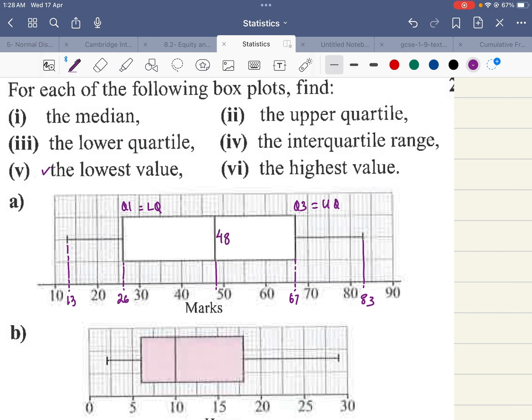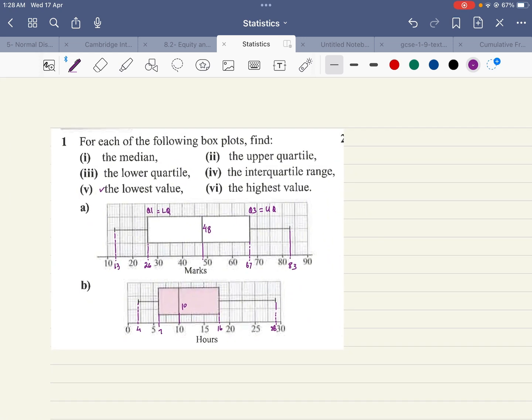Okay, let's read the other one. Lowest value 4. Highest value 28. Upper quartile 16. Lower quartile 7. Median 10. And the interquartile range for the first one will be 67 minus 26, which is 41.